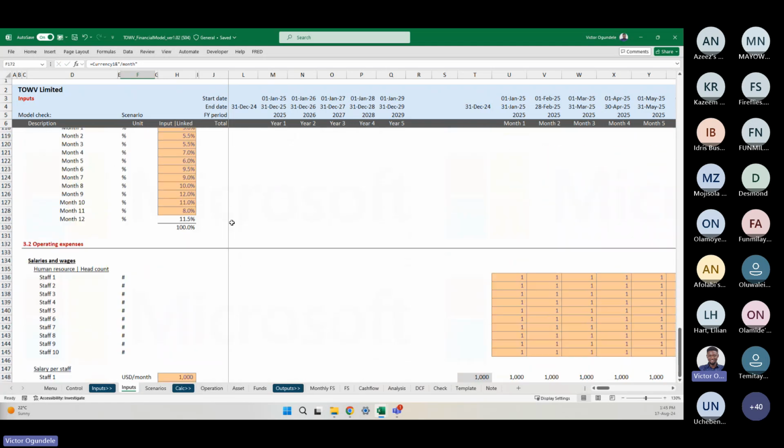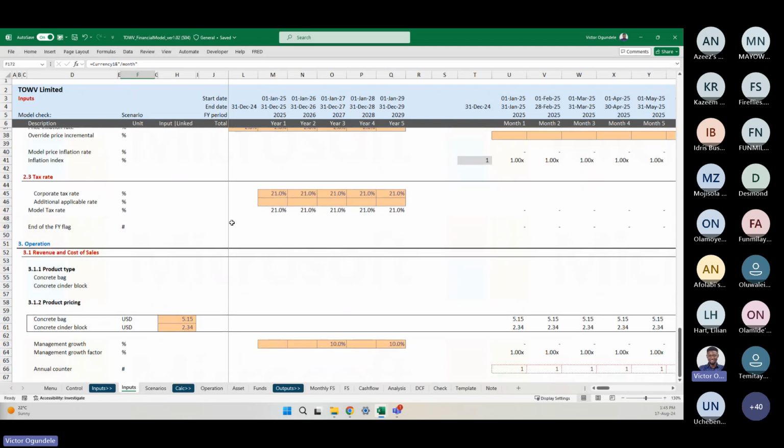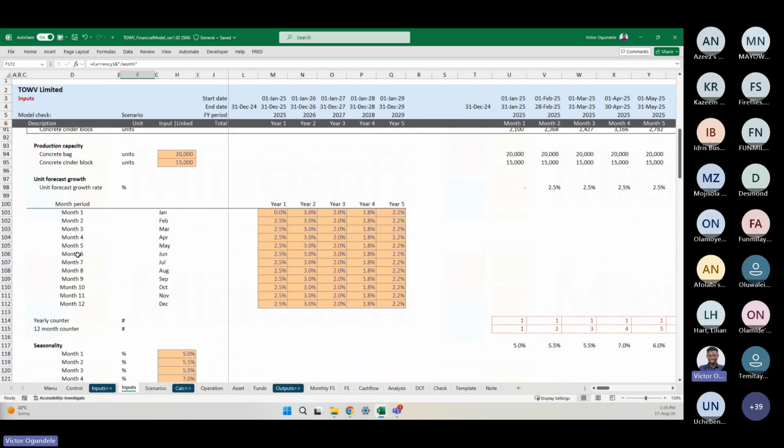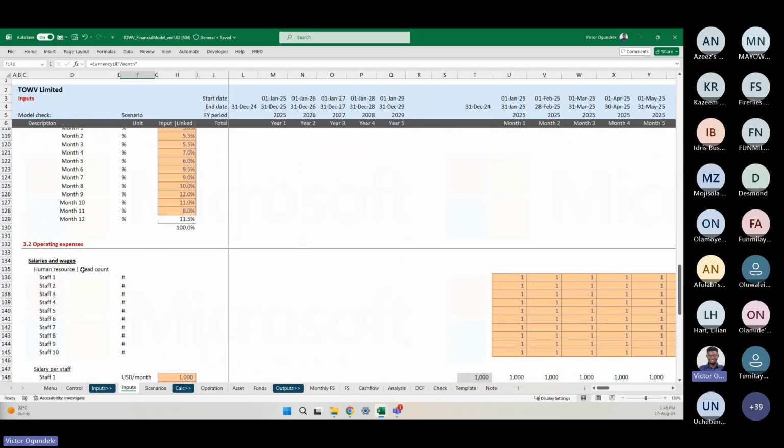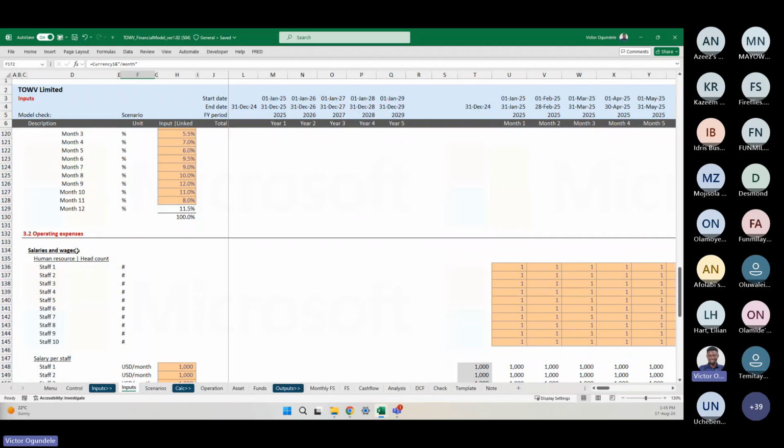All right, so now we've created our operation. We've done our revenue and cost of sales. We've also done our operating expenses, in which we have salaries and wages.